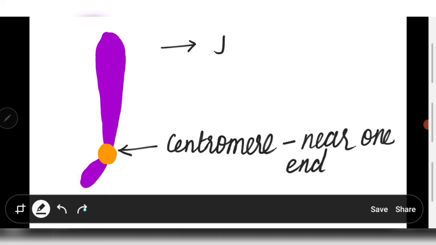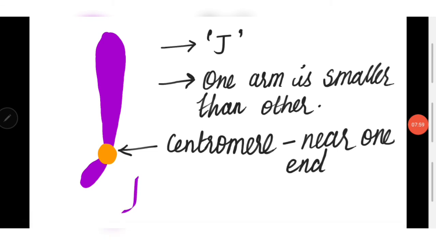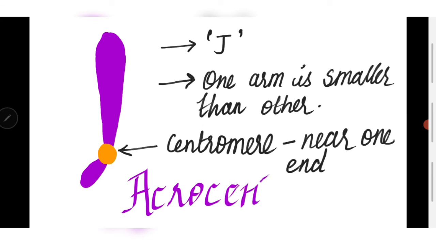And how does it look? Yes, it looks like the English letter J. And if we compare the arms of the chromosome, one arm is what? Smaller than the other arm. And such chromosomes with a J shape, where one arm is smaller than the other arm and the centromere is near one end of the chromosome, are known as acrocentric chromosomes. So this is the third type of chromosome.